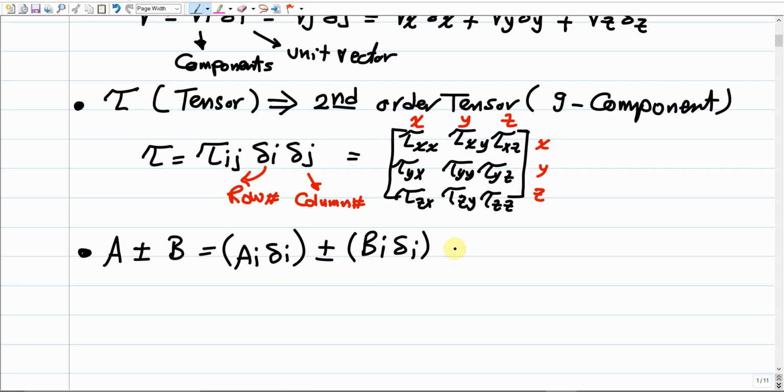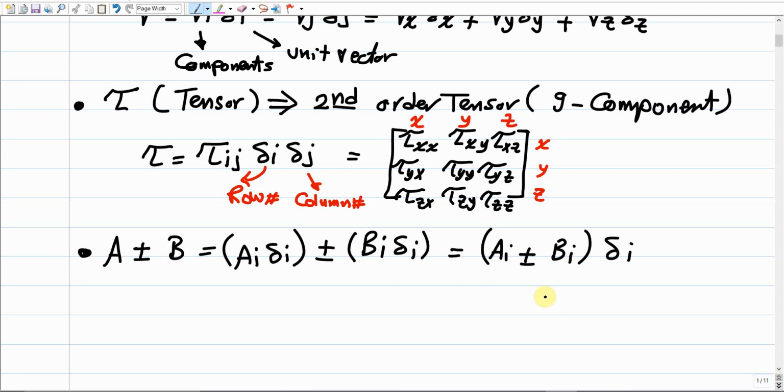Make sense? So then we can do the operation like A_i plus or minus B_i, because we can consider the delta_i as a common factor of this simple equation, right? So we can have delta_i as a common factor. So what does it mean? The addition or subtraction of two vectors at the end is going to give us a vector as well, right?